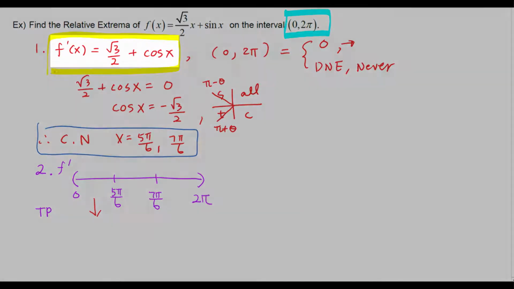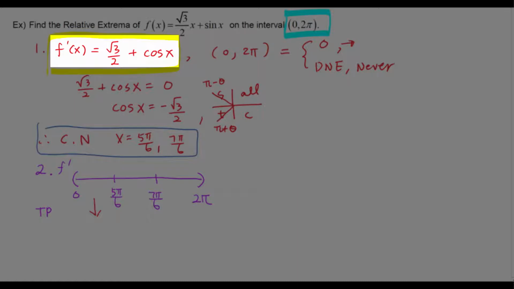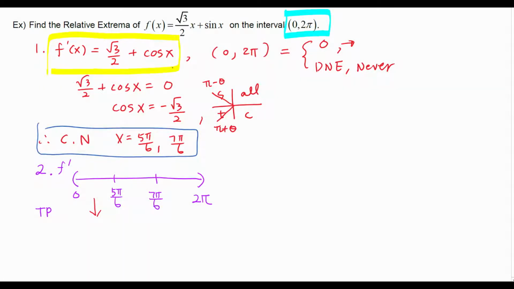Note that this is going to be your f prime. So make sure that you pick a number that is easy to calculate, although you can use a calculator. And when you use a calculator, make sure you are in radian mode. So I'm going to use pi over 2 since the cosine of pi over 2 is easy to calculate. And my second test point in the interval 5 pi over 6 to 7 pi over 6 is pi. And my third test point in the interval 7 pi over 6 to 2 pi will be 3 pi over 2.